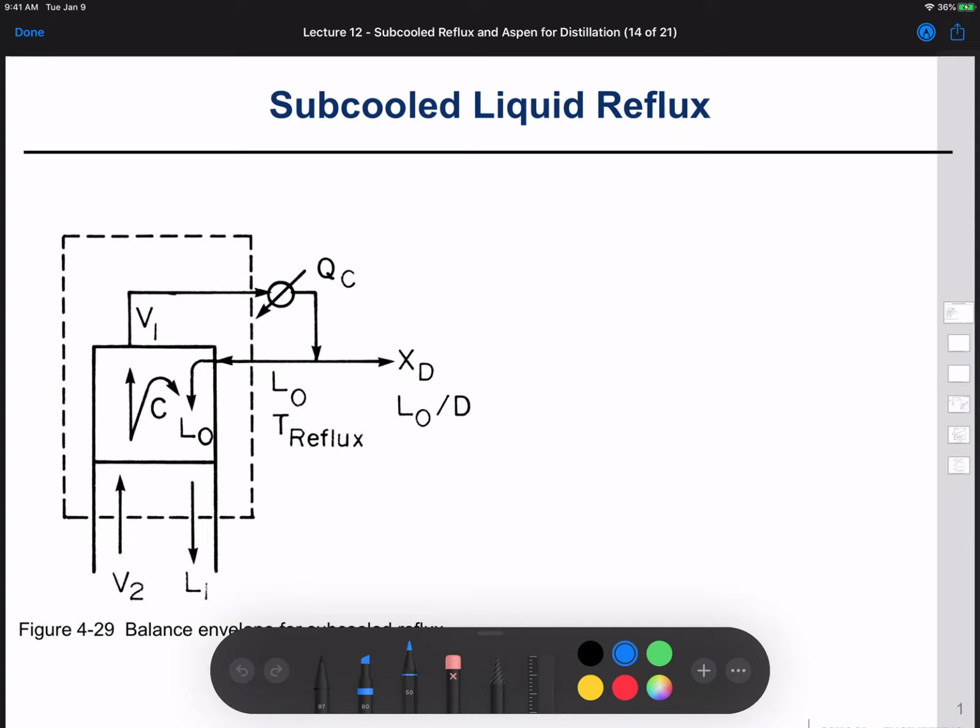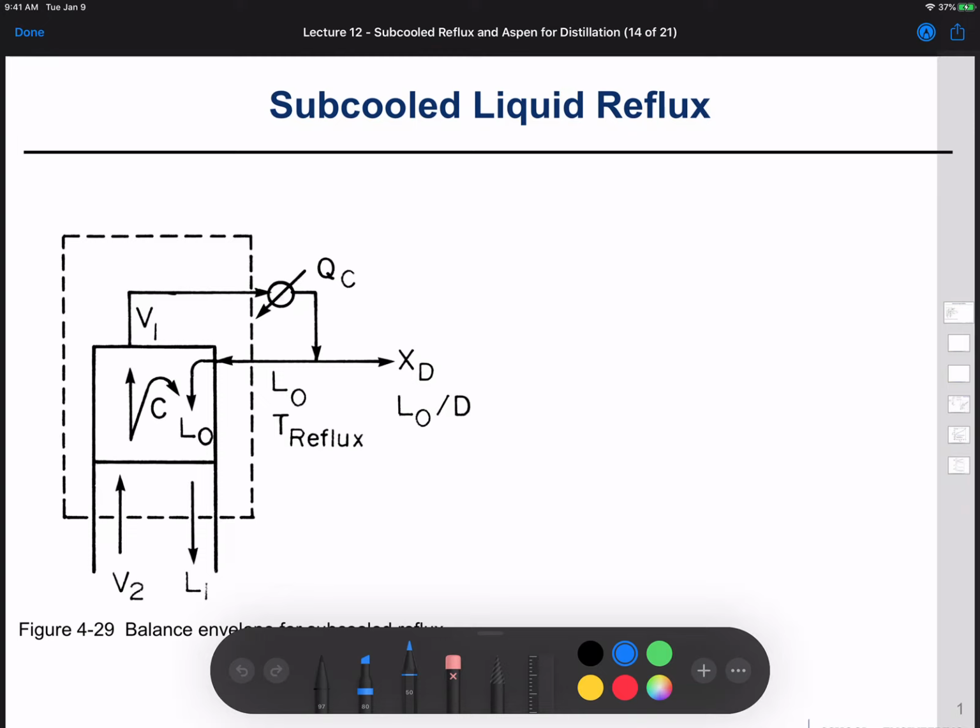And so what we need to do is think about how this influences our internal balances in the column. This is going to be very similar to dealing with a subcooled liquid feed to the column, where we've seen examples of how, as you bring a subcooled liquid feed into the column, we have to condense some of the vapor in order to make up the enthalpy difference between the subcooled liquid and the saturated liquid that's in the column. And this is going to be the same situation here.